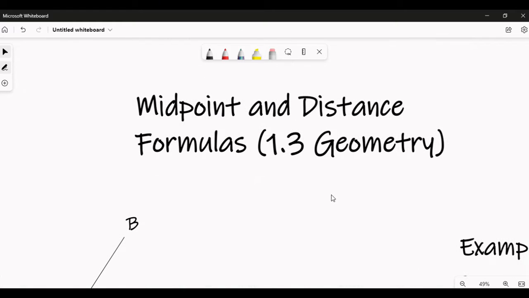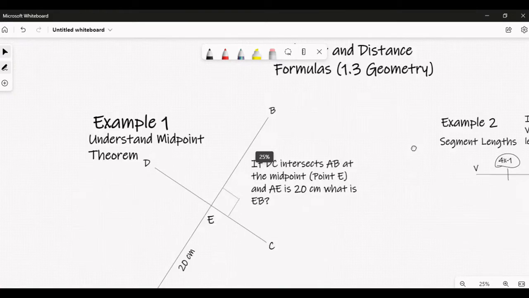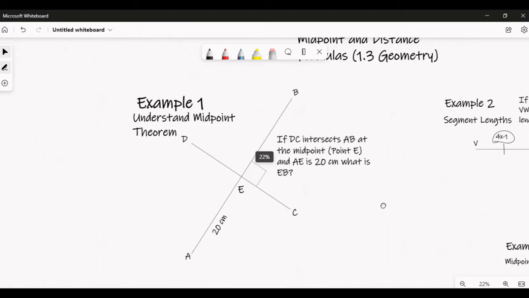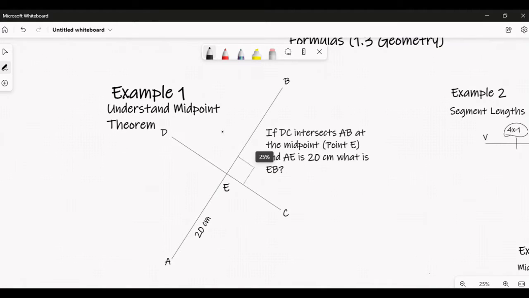Three, two, one, start. So today we're going to be talking about the midpoint and distance formulas from 1.3 in geometry. So coming to example number one, understanding the midpoint theorem.